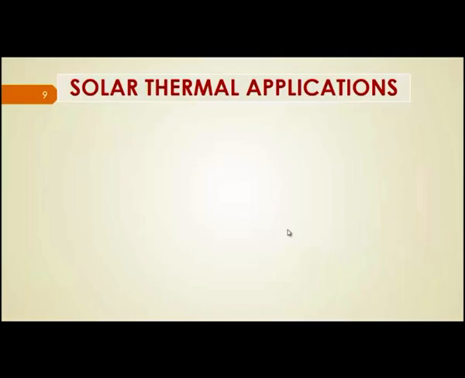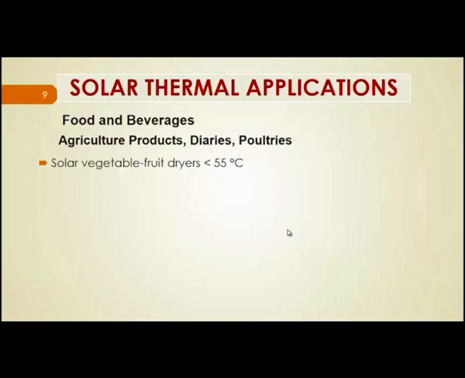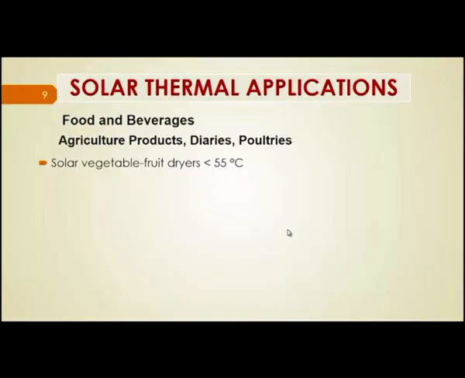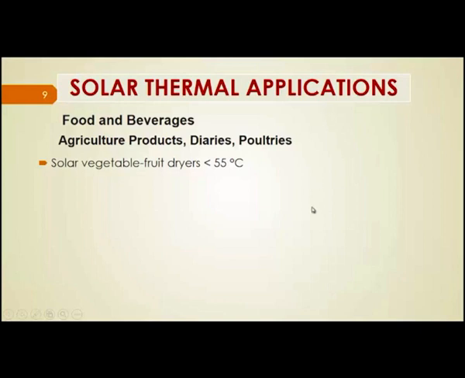And what are the different temperatures we need for food and beverages with agriculture products, dairies and poultries? If we see solar vegetable and fruit dryers, we can get dried fruits, so that we can use the fruit throughout the year, because fruits are seasonal in nature and some are not available throughout the year. If we dry them, they can be stored and used throughout the year. The solar vegetable and fruit dryer uses a temperature less than or around 55 degrees centigrade.